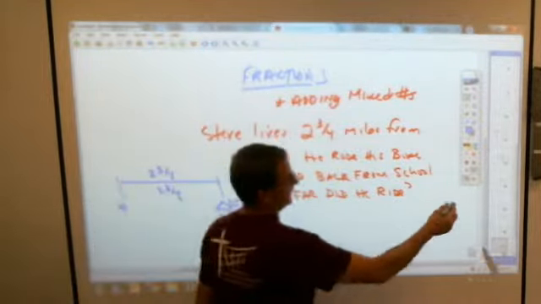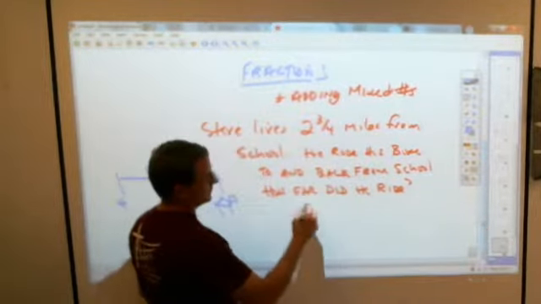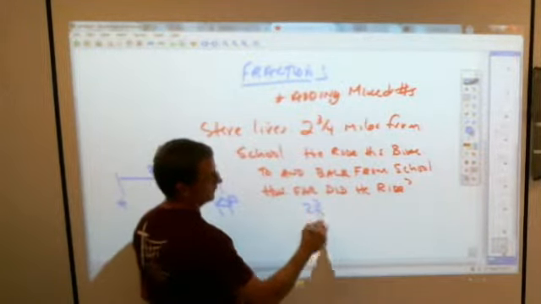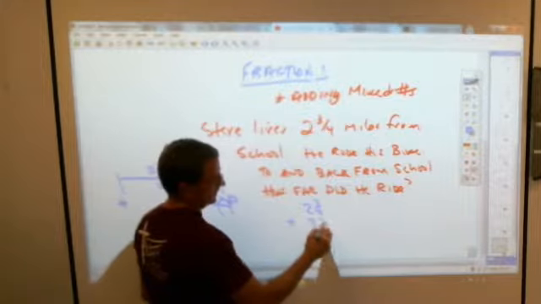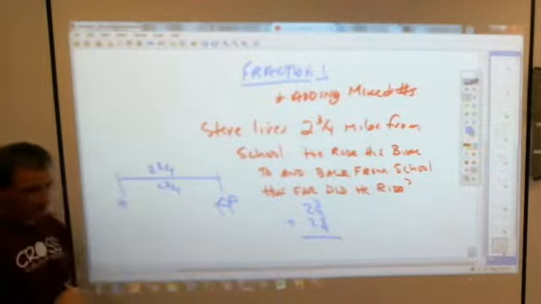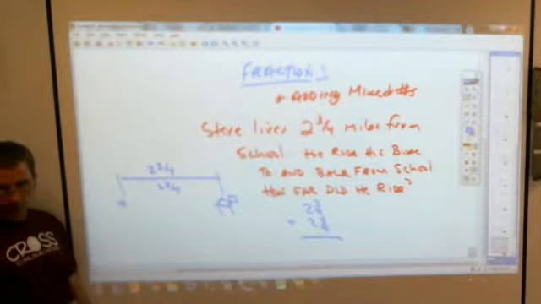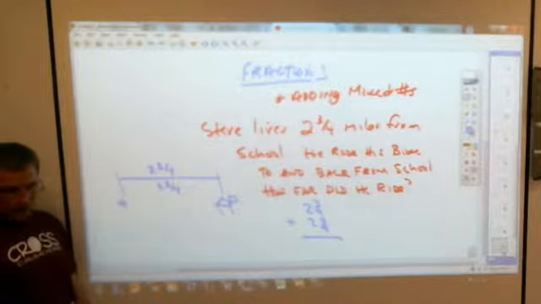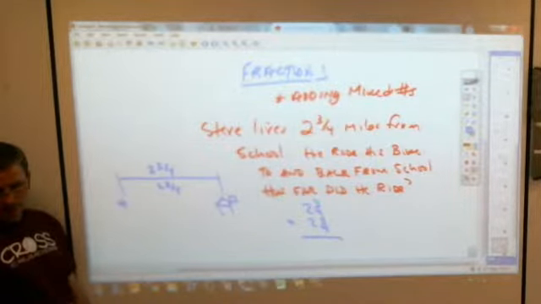So what happens when you add 2 3/4 plus 2 3/4? Well, the first thing you do is write them up and down. We talked about adding that. Here's where things get a little dicey, though. 3/4 plus 3/4 is, what is 3/4 plus 3/4?